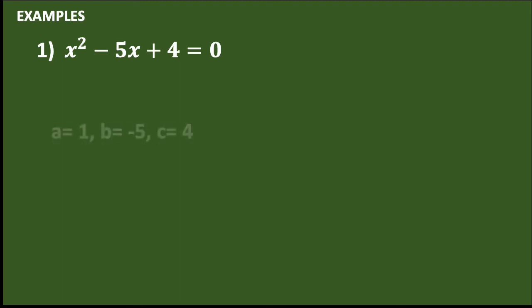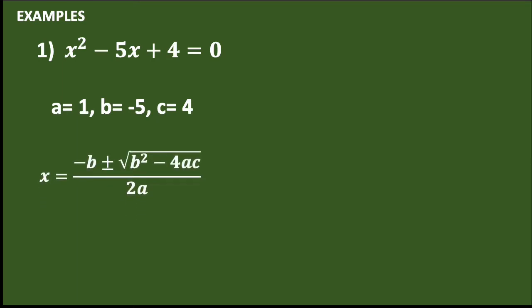Let us have now the first example. Example number 1 is x squared minus 5x plus 4 equals 0. In this case, I will be using the quadratic formula. The first thing that we need to do is identify the values of a, b, and c. And a is equal to 1, b is equal to negative 5, and c is equal to 4.